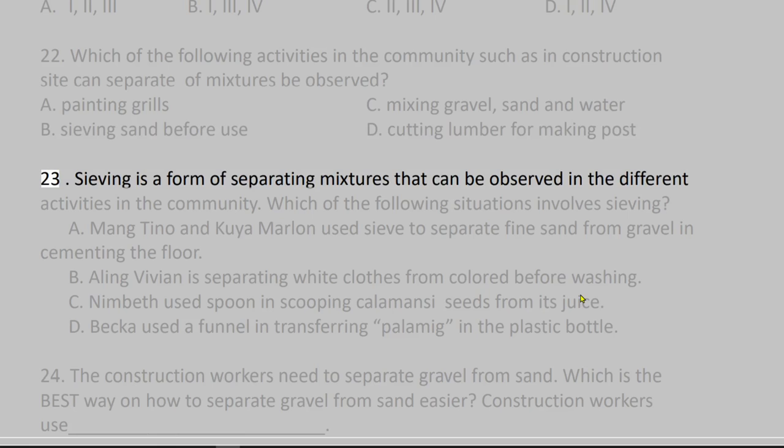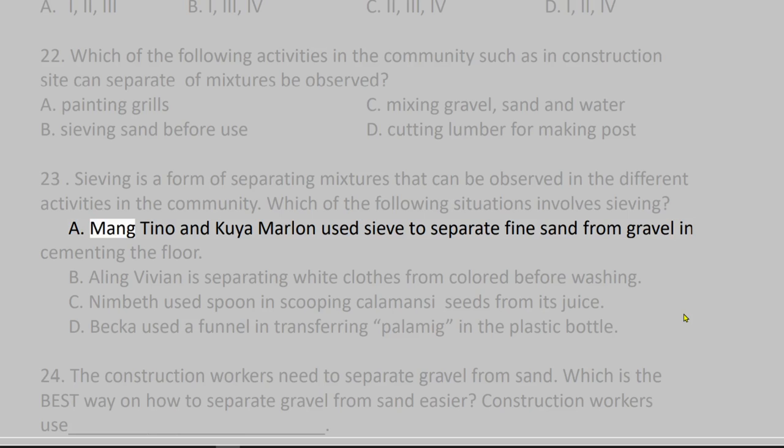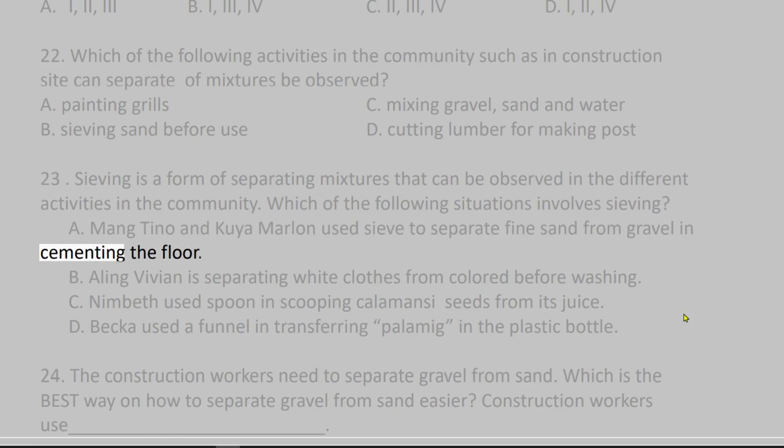23. Sieving is a form of separating mixtures that can be observed in the different activities in the community. Which of the following situations involve sieving? A. Mang Tino and Kuya Marlon used sieve to separate fine sand from gravel in cementing the floor. B. Aling Vivian is separating white clothes from colored before washing. C. Nimbeth used spoon in scooping calamansi seeds from its juice. D. Becca used a funnel in transferring palamig in the plastic bottle.